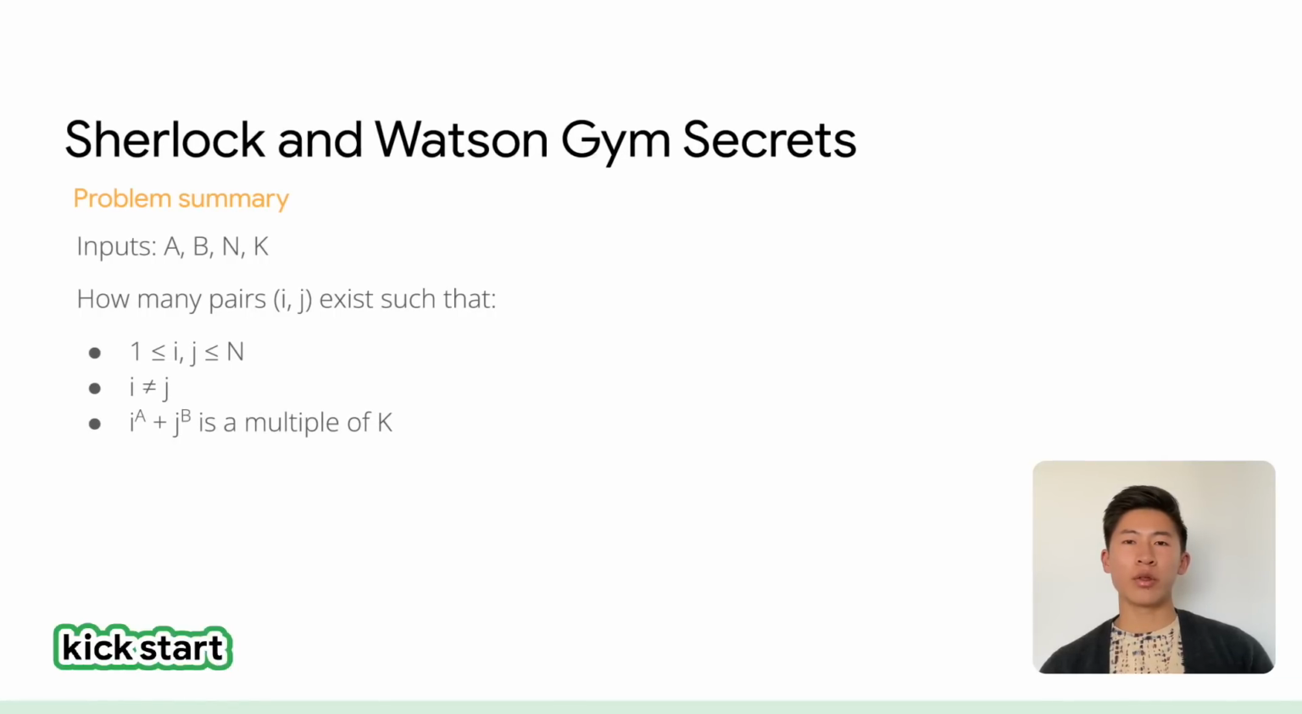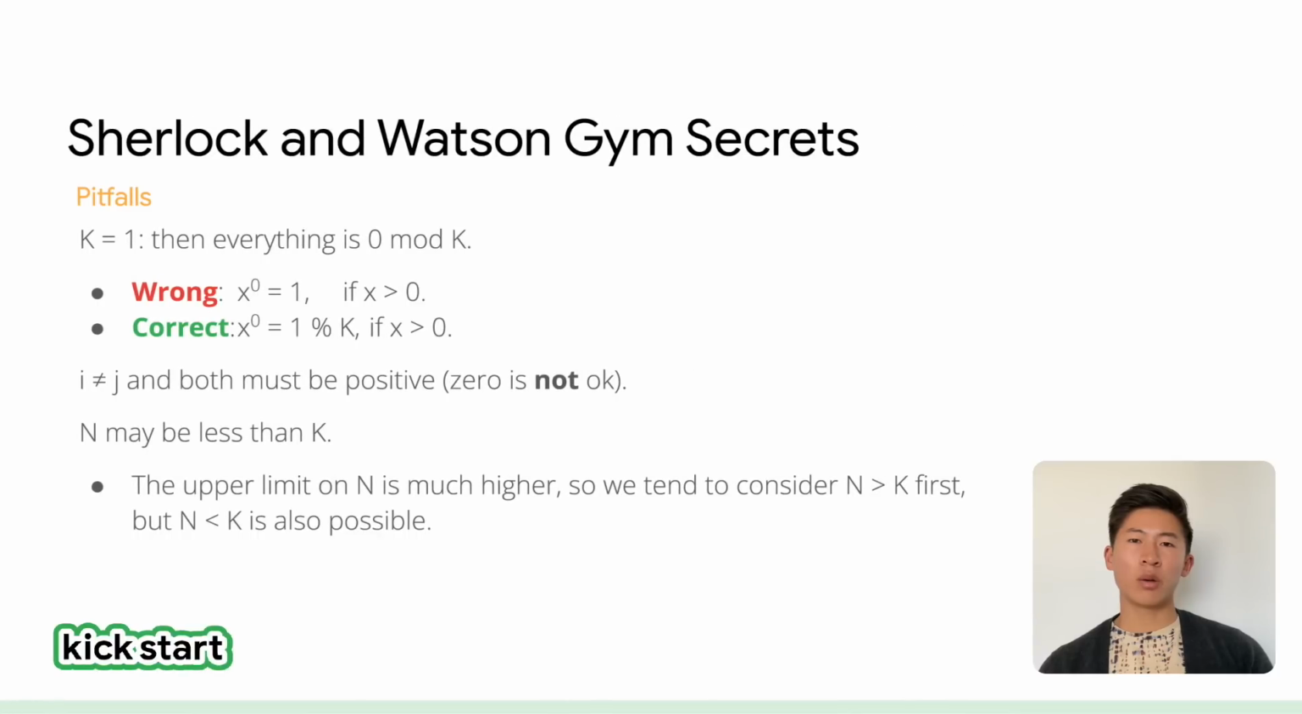Let's begin. This problem is at heart a number theory problem. We're given two exponents a and b and want to find the number of pairs of integers such that the first integer raised to the a-th power plus the second integer raised to the b-th power is a multiple of k. Whenever I solve a problem, I make sure to look at the input constraints and know anything that stands out.